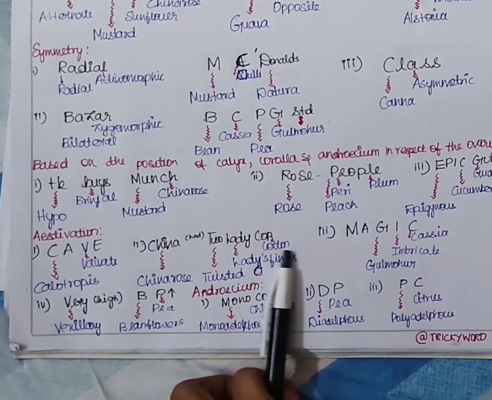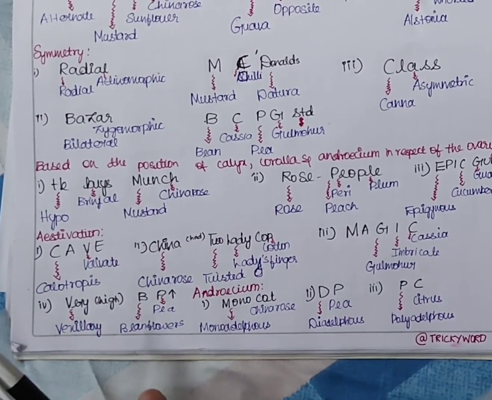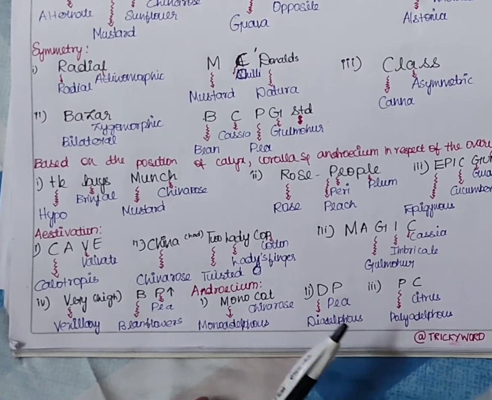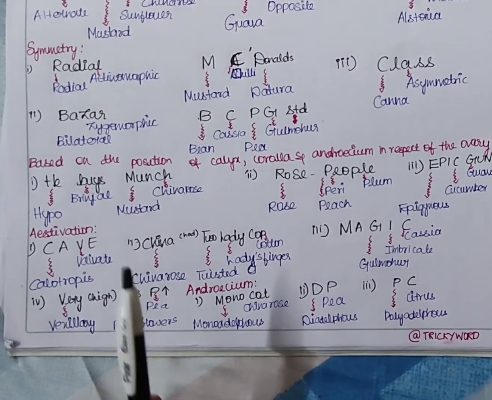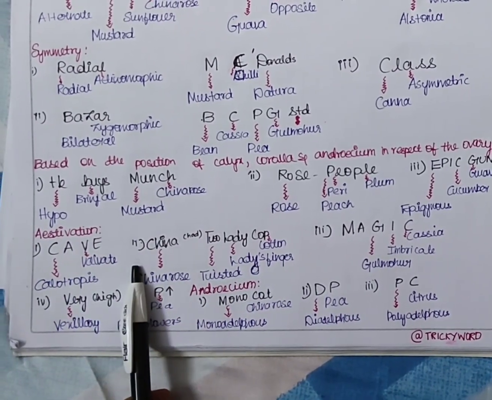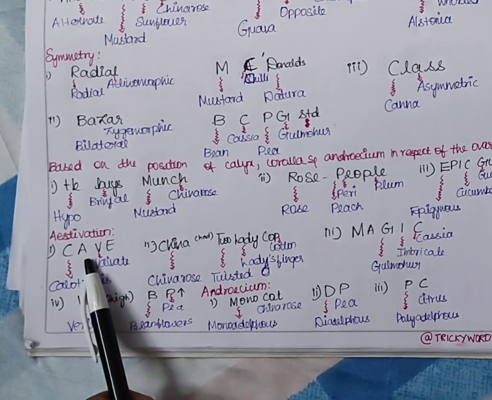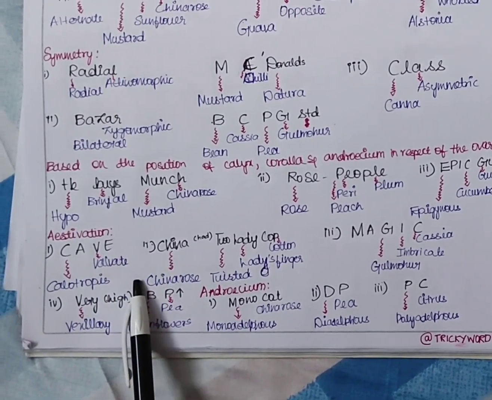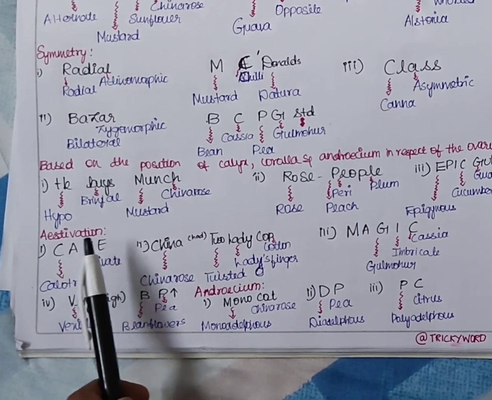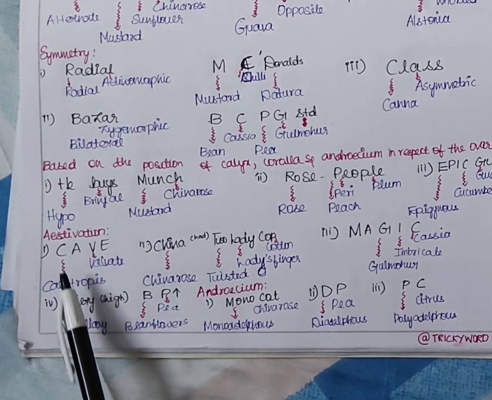The next one we will talk about is aestivation. Again we have four types. The first one is valvate. For valvate, the example is given by CAVE. C is for calotropis, and it is valvate. Okay, valvate is given by CAVE. The short trick will be CAVE and the example is calotropis.